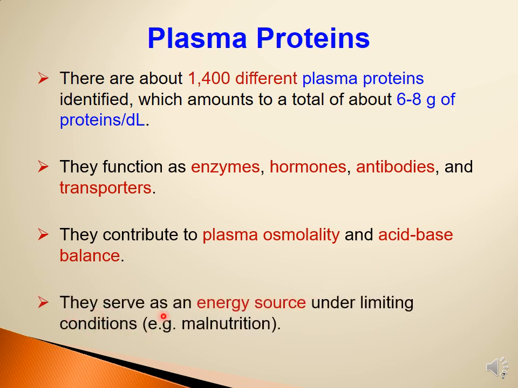When we have nutritional deprivation, plasma proteins can serve as a source of energy. Under limiting conditions such as malnutrition, they will be broken down into amino acids, and the amino acids will be used as a source for energy when we are deprived of nutrients.